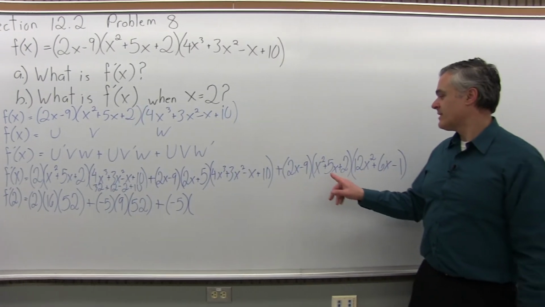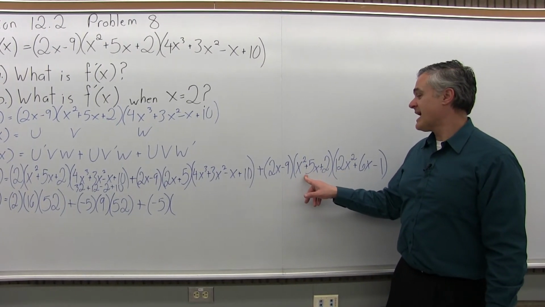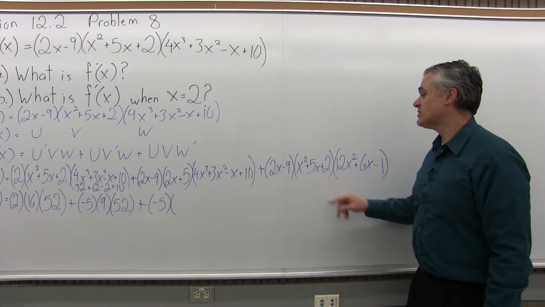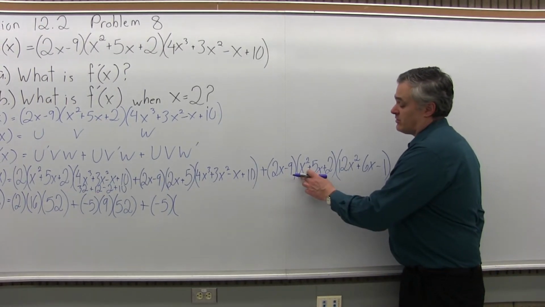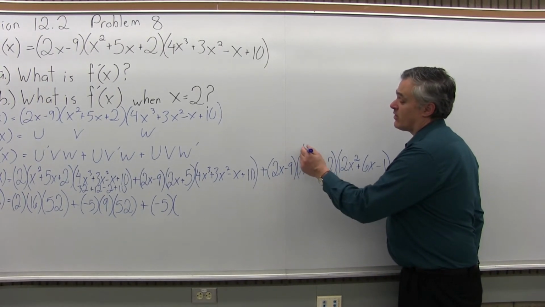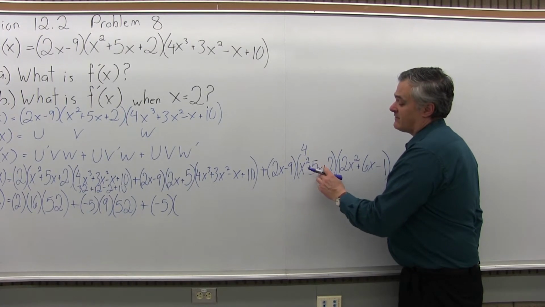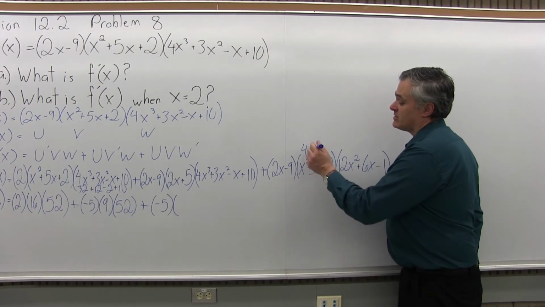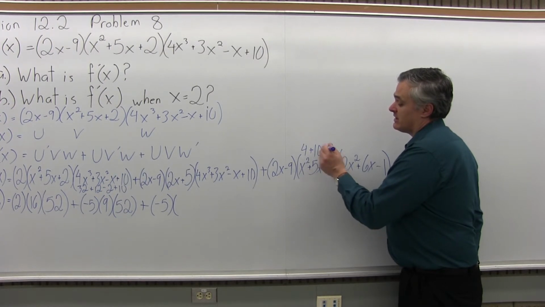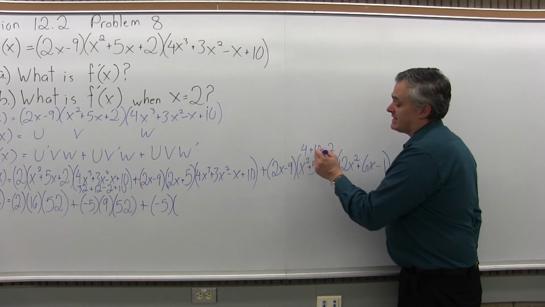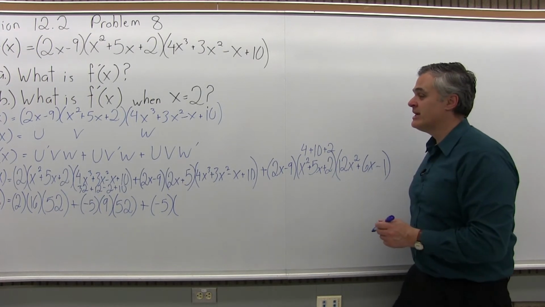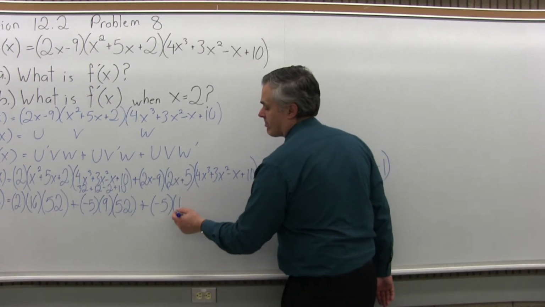And the next piece of parentheses, x squared plus 5x plus 2. So again, I'm going to put in a 2 for x. The x squared becomes 2 squared, or 4. The 5 times x becomes 5 times 2, which is 10. And the 2 on the end will just stay on the end. So 4 plus 10 is 14. 14 and 2 is 16.